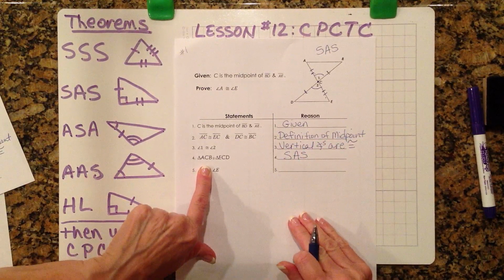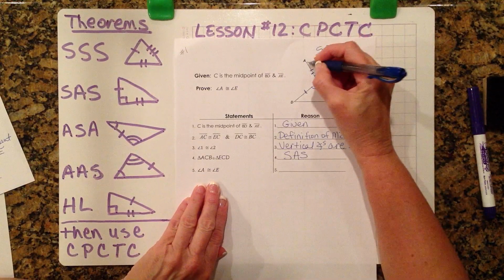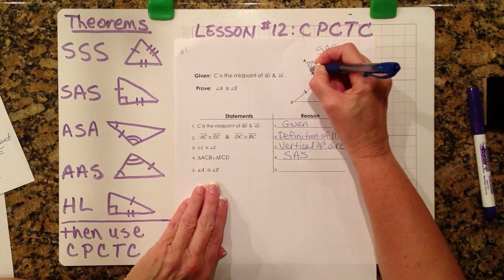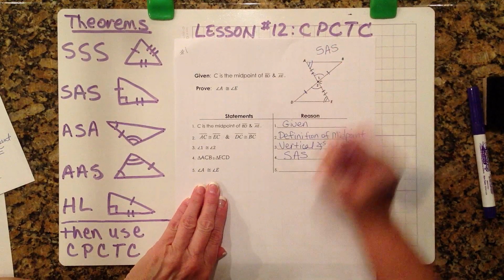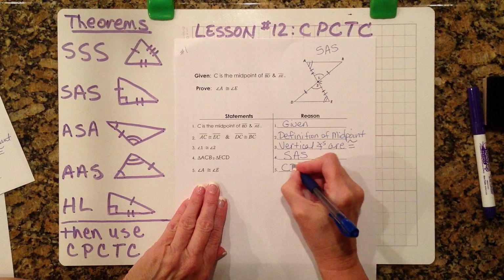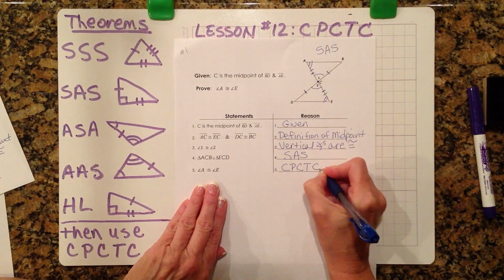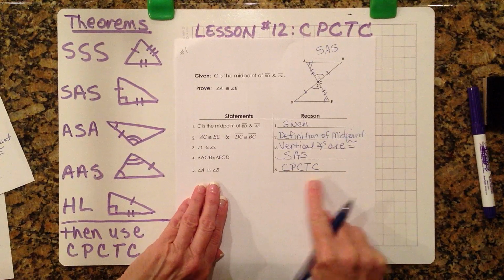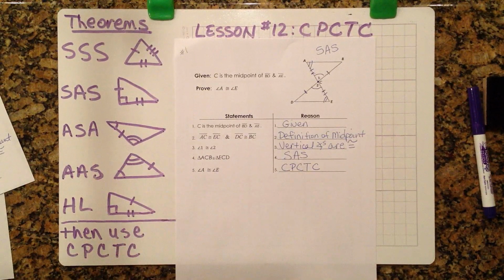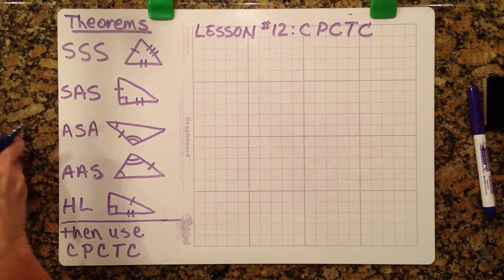Now that I've proved the two triangles congruent, oh look, I've got a corresponding part. I've got angle A is congruent to angle E. Yes, I can say that they're congruent because of corresponding parts of congruent triangles are congruent. And you can abbreviate that just like I did right there because that saves you a lot of time. All right, let's go to our next example. We have one more to do.